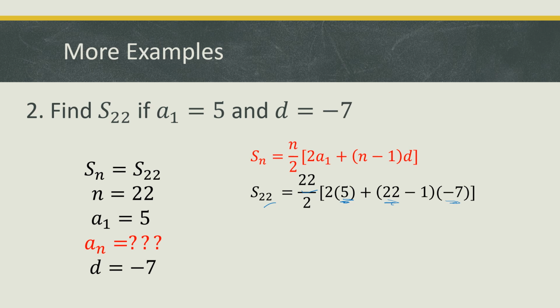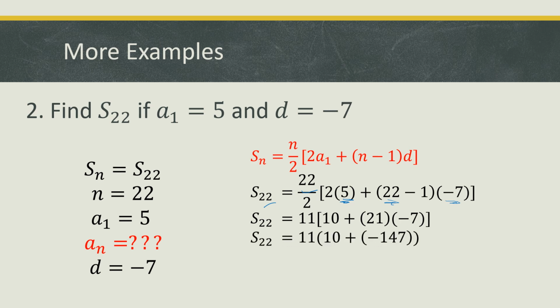So there, we just need to evaluate the equation. So 22 divided by 2 is 11, 2 times 5 is 10, 22 minus 1 is 21, then multiplied by negative 7. Take note, we always need to follow the GEMDAS rule. So we have to evaluate first what's inside the grouping symbol. So 21 times negative 7 will give us negative 147. And now, we will add it to 10. So 10 plus negative 147 will give us negative 137.